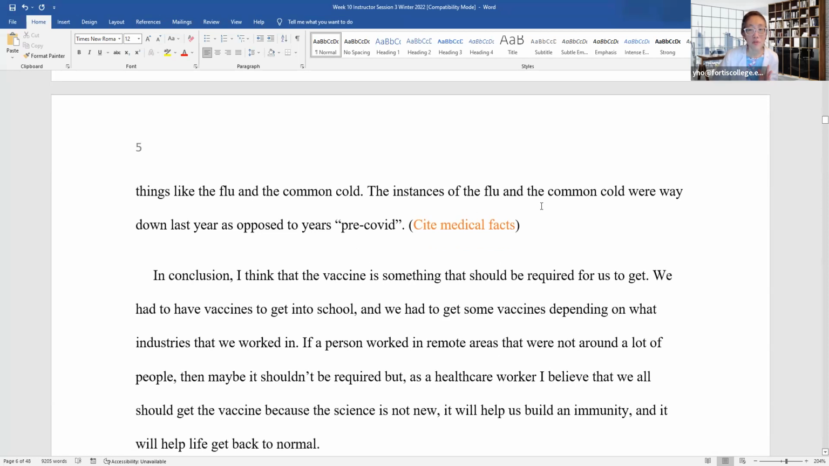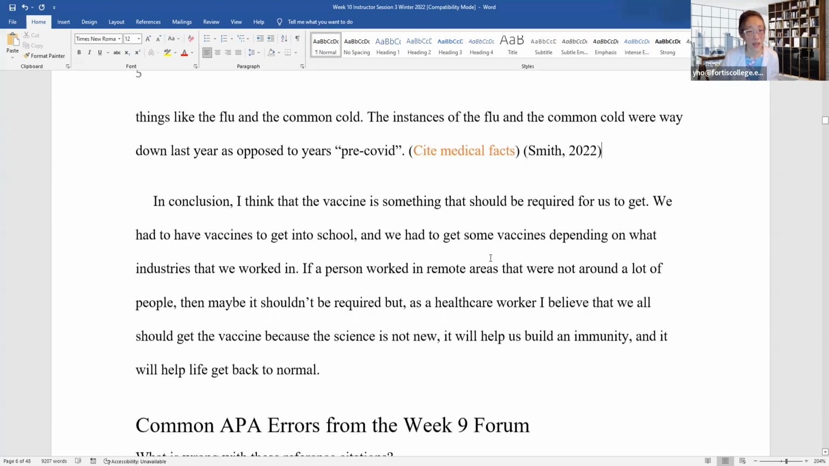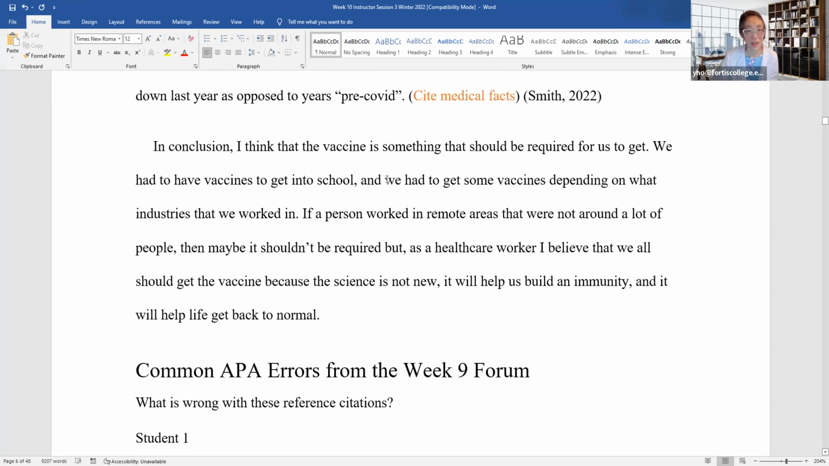The instances of the flu and common cold were way down last year as opposed to this year's pre-COVID. And so here she's talking statistics, so she needs to cite her medical facts. And here you need author, and then you need date. And that's it, okay? In conclusion, I think the vaccine is something that should be required for us to get.